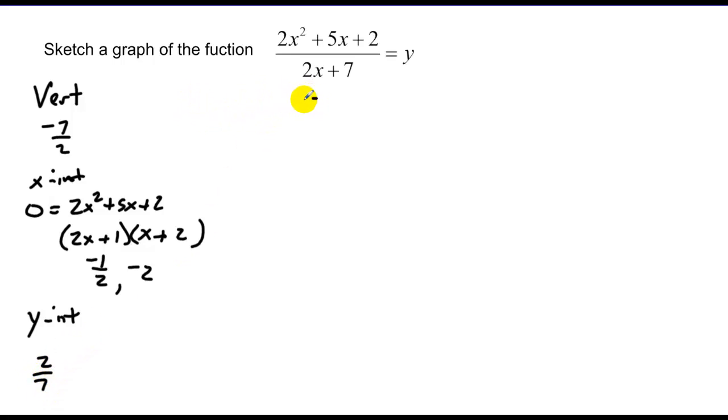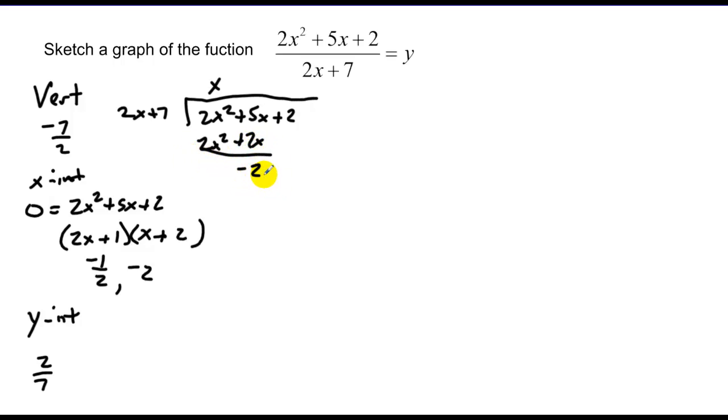Slant. Let's go over our long division once again. 2x squared plus 5x plus 2, divided by 2x plus 7. We go x, which gets me 2x squared plus 7x. Subtract, negative 2x plus 2, and multiply by negative 1, and there is our slant.